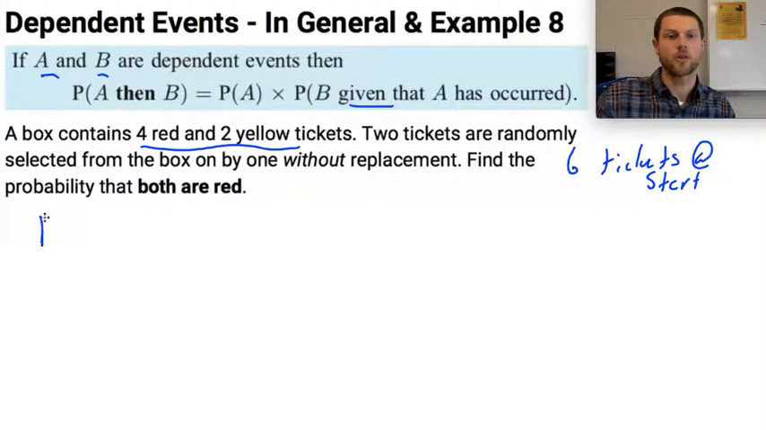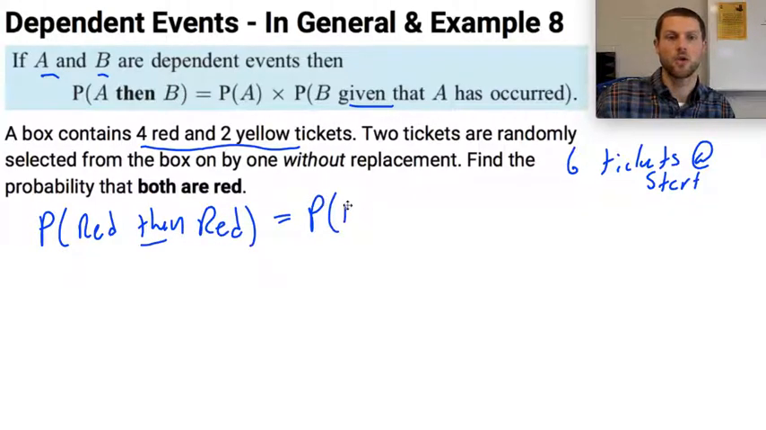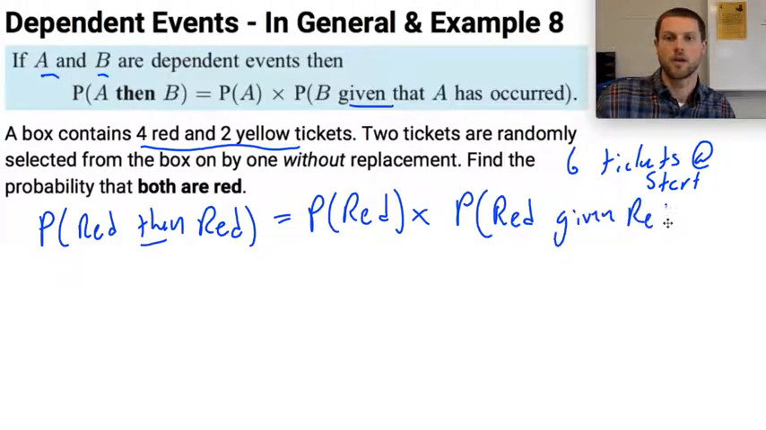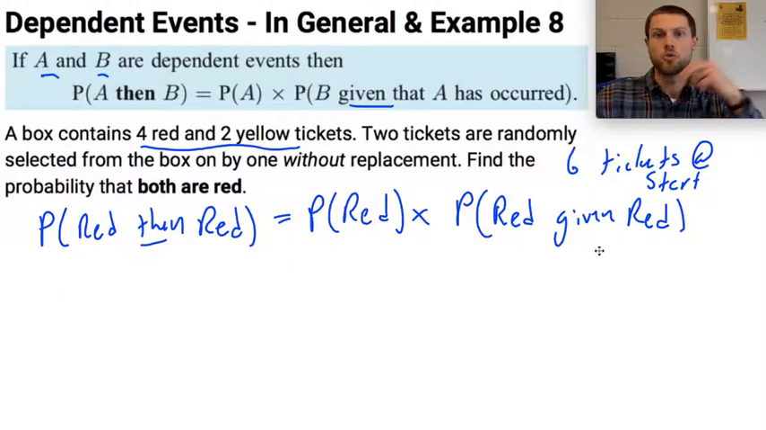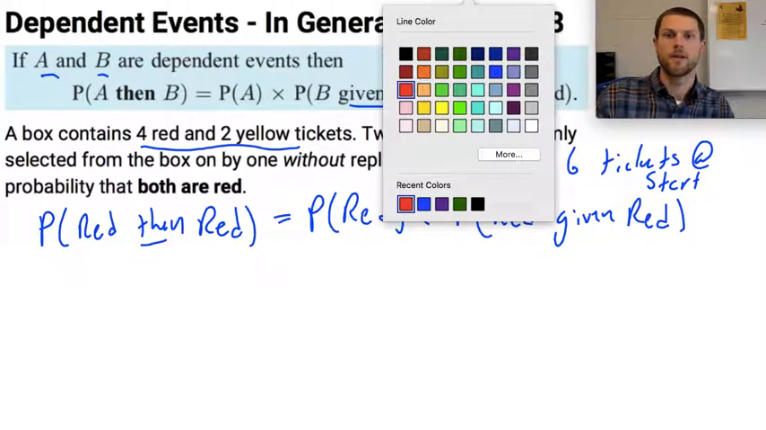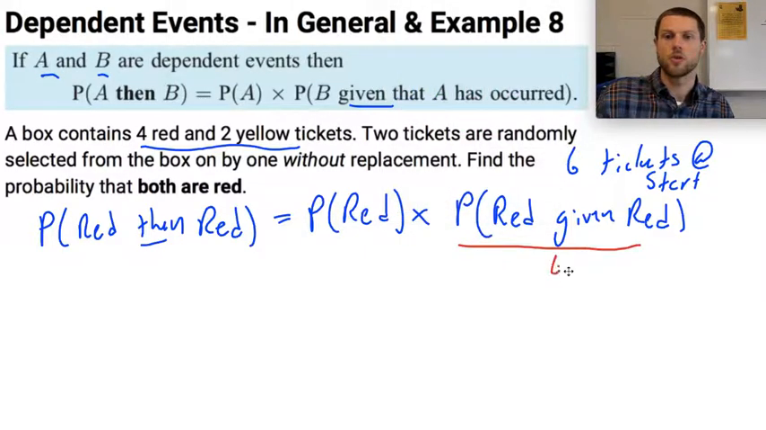So what I'm looking for is the probability that I draw a red, then red, and that's going to equal the probability of drawing a red times the probability of drawing a red given red. And really this just means I've pulled out a ticket, so I have to consider what the new sample space is at this point. So maybe I'll even highlight that. This piece right here has a new sample space.